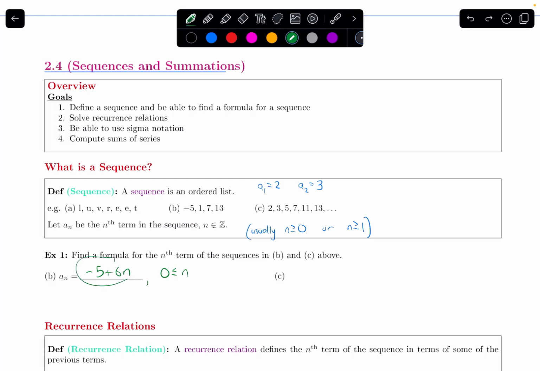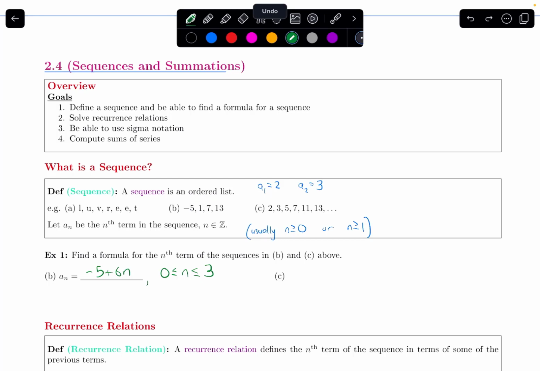What would I have to plug into this to get the last term? Well, I would have to plug in 3. So n can go up until 3. Conceptually, I can see that because starting at negative 5, I would have to add 6 1, 2, 3 times, and that's where we ended up ending here.